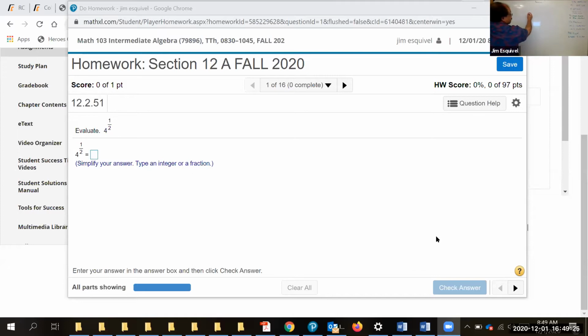You should be able to do 4 to the 1/2 power. You got to participate, or else I'm just gonna talk, and I will go as fast as I possibly can. You'll square root it. 4 to the 1/2 power means square root of 4, and the square root of 4 is 2.